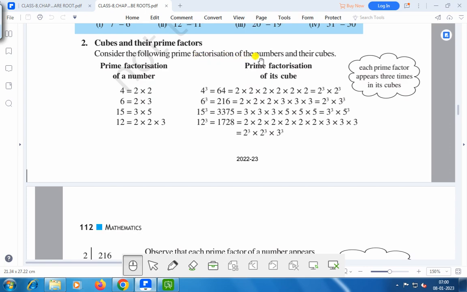Consider the following prime factorization of the numbers and their cubes. Prime factorization of a number: 4, 2 into 2; 6, 2 into 3; 15, 3 into 5; 12, 2 into 2 into 3. Prime factorization of its cube: 4 cube equals 64, 2 into 2 into 2 into 2 into 2 into 2, that is 2 cube into 2 cube. 6 cube, 216, 2 into 2 into 2 into 3 into 3 into 3, 2 cube into 3 cube. 15 cube, 3 into 3 into 3, 5 into 5 into 5, 3 cube into 5 cube. 12 cube, 1728, 2 into 2 into 2 into 2 into 2 into 2 into 3 into 3 into 3, 2 cube into 2 cube into 3 cube.